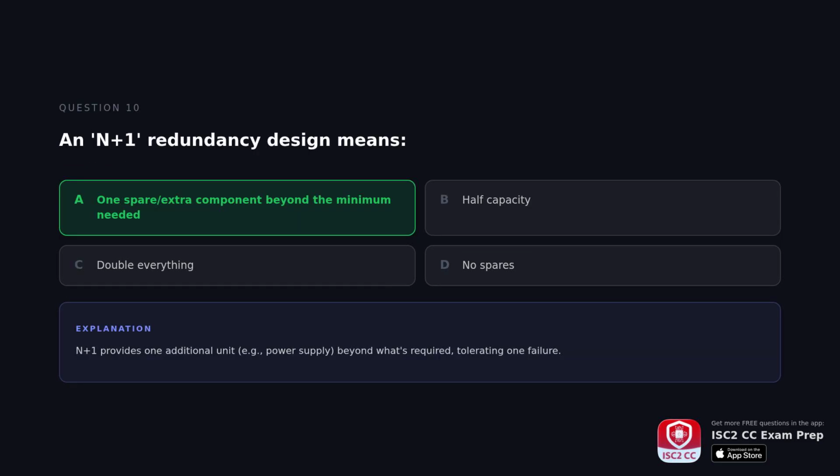The correct answer is one spare extra component beyond the minimum needed. N+1 provides one additional unit, for example a power supply, beyond what's required, tolerating one failure.